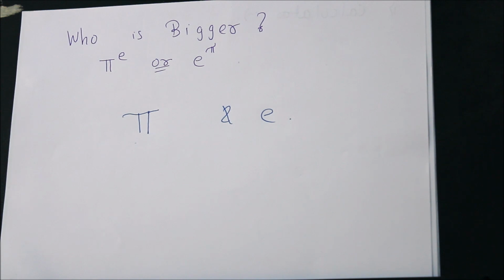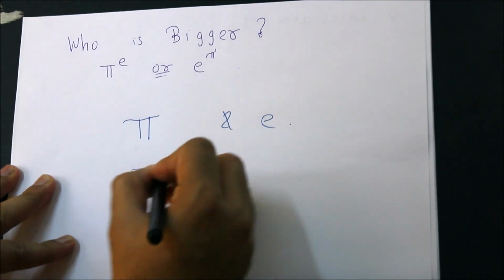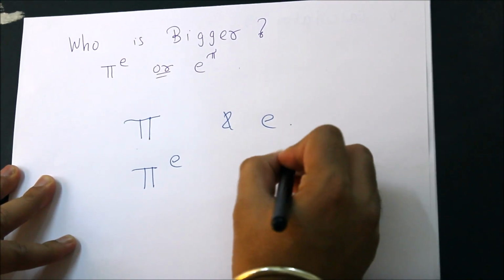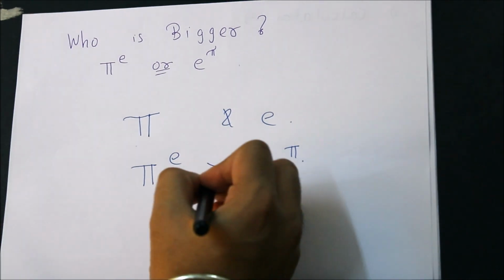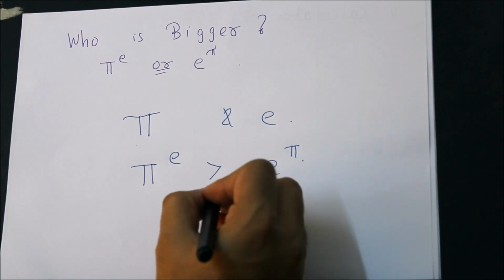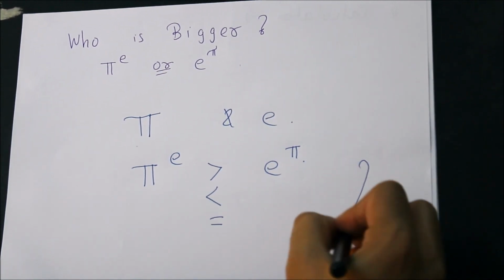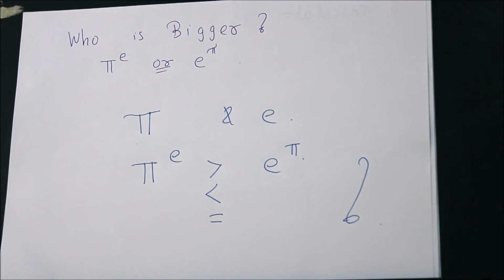So the question is, if I take the powers, that means pi raised to e and e raised to pi, what is the relation between them? Relation as in whether pi raised to e is bigger than e raised to pi, or it is less, or it is equal. So this is the question which one can ask. So let's try to find the solution for this.